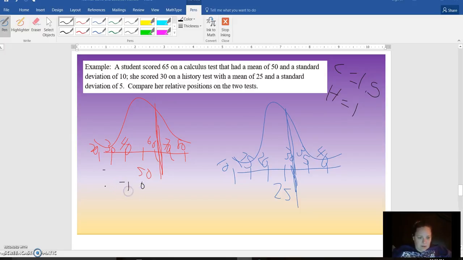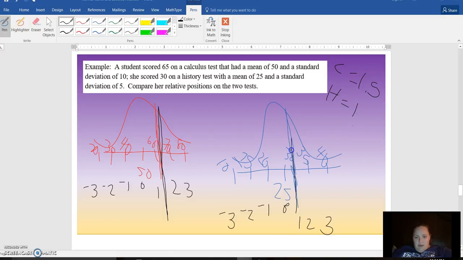0, -1, -2, -3, 1, 2, 3. Alright, and the calculus is 1.5. So it happened right here, halfway between 1 and 2. Versus, remember, this is 0, -1, -2, -3. This is +1, 2, 3. And then history was 1. So it happened right at the first standard deviation.